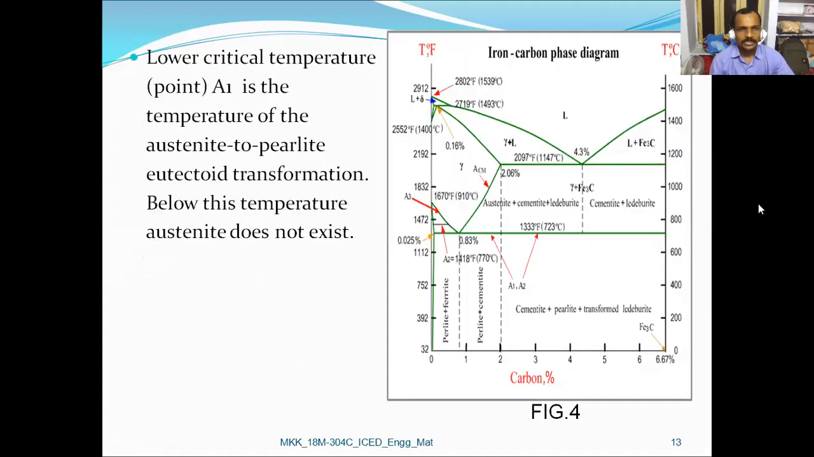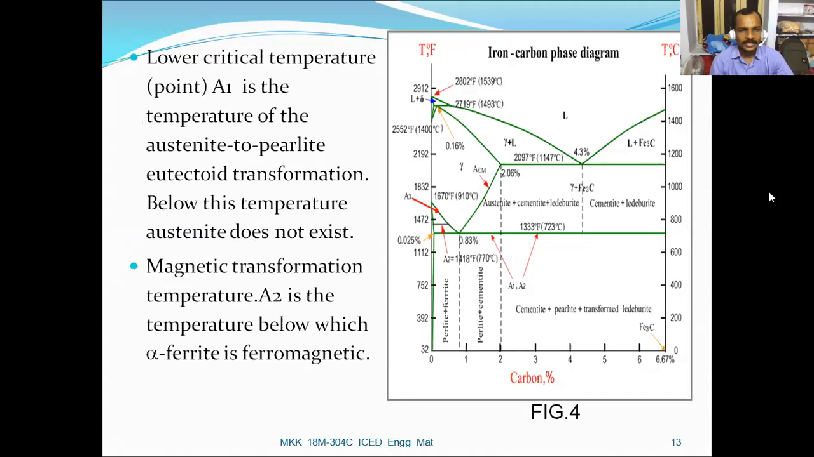Coming to the lower critical temperature, LCT, point A1, it is the temperature of the transformation of austenite to pearlite. At the eutectoid transformation, below this temperature, austenite does not exist. So austenite to pearlite, A1. Here, this is A1.